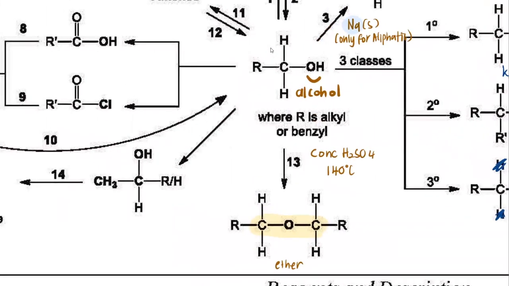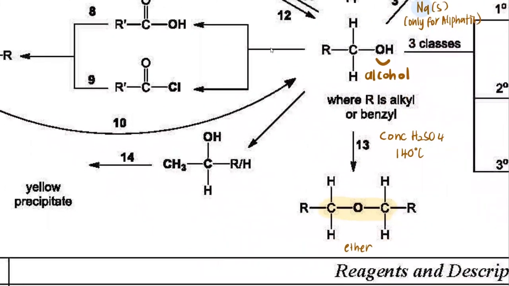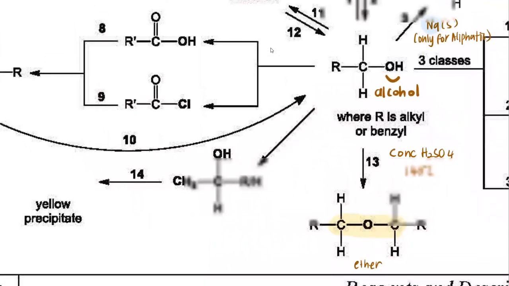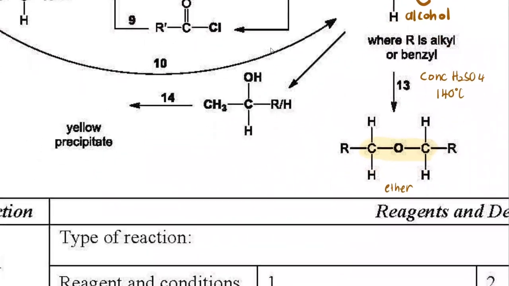Okay, next we have this one. What is this? Oh, okay, I remember this. This one is a special condition for your alcohol, what we call the iodoform structure. So the iodoform structure is something like this.